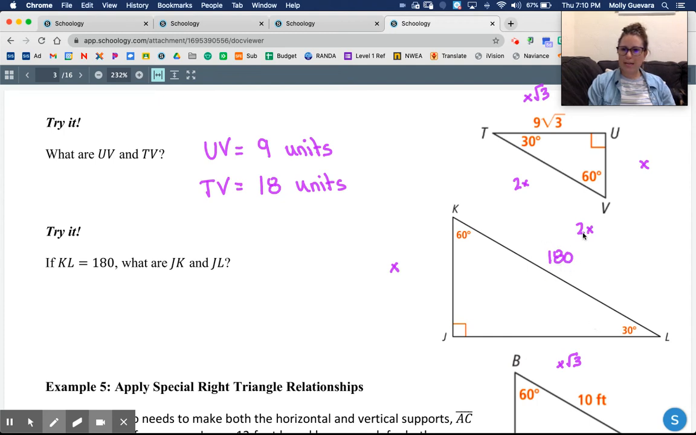Okay, so that means that 180 is 2 times something. Well, if I divide 180 by 2, I get 90. So that lets me know that the length of JK is 90 units. Right? Because 180 is 2 times something. So then that should be pretty quick to help me find JL, because X is 90. So JL is 90 square root of 3 units. And voila, there we are.